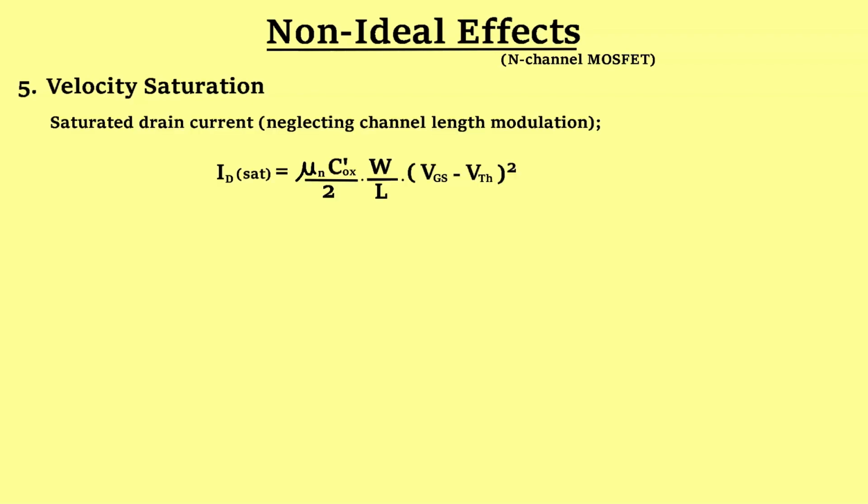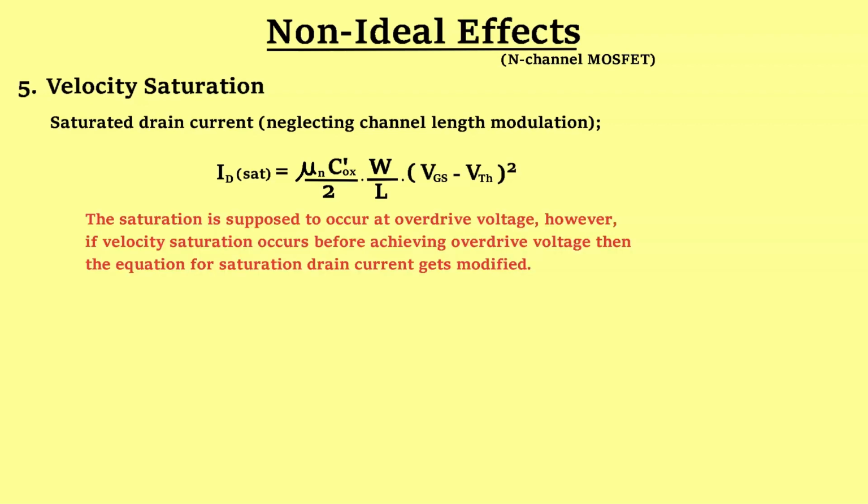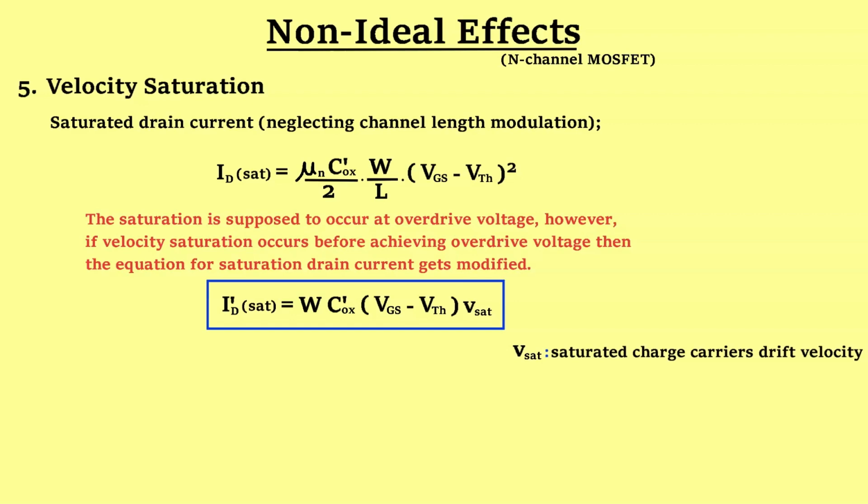Assuming constant mobility means that the drift velocity increases without limit as the electric field increases. Obviously not true, the carrier velocity increases until the ideal current saturates with increasing electric field. Current saturation ideally occurs at pinch off voltage, which is equal to gate to source voltage minus threshold voltage. However, velocity saturation can change this condition, particularly for short channel devices. Modified saturation current will then become depletion width times capacitance per unit area times overdrive voltage times saturation velocity. If we increase the gate to source voltage, then saturation velocity decreases. This happens because of vertical electric field and surface scattering.